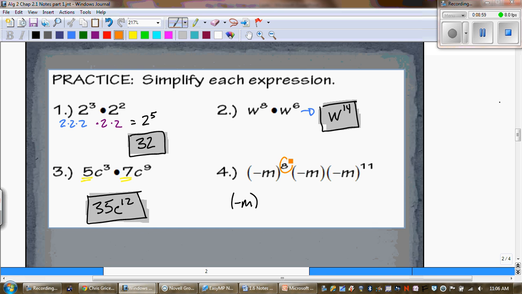Because we have 8 and 11. Yes, that's 19, but you have 1 right there too. So that's technically negative m to the 20th power. And we always want to reduce it. We can actually reduce this one because we have an even amount of negative signs, and if we have an even amount, we know that our answer is going to be positive. So that's where we get m to the 20th.